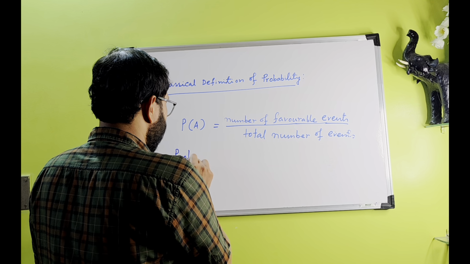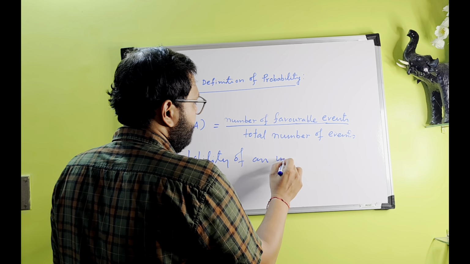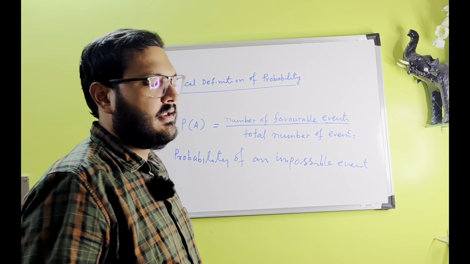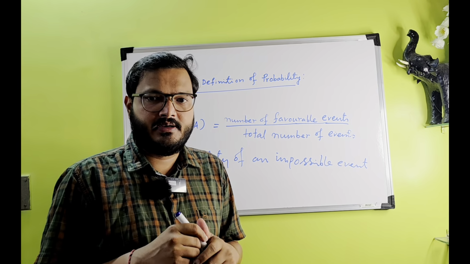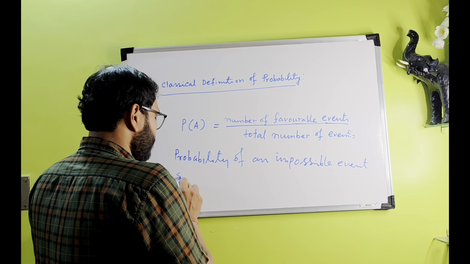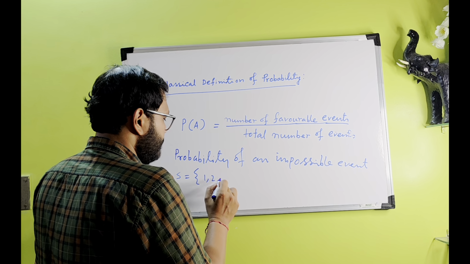First, the probability of an impossible event. If I take one random experiment, what is the random experiment here? We are taking rolling a dice. So what is the sample space? 1, 2, 3, 4, 5, 6. This is the sample space.